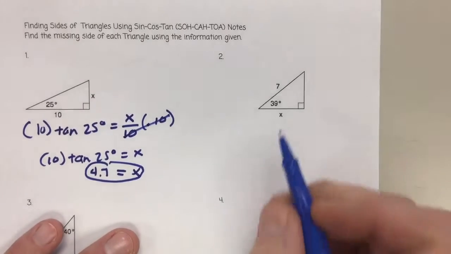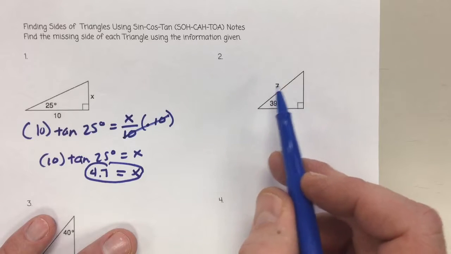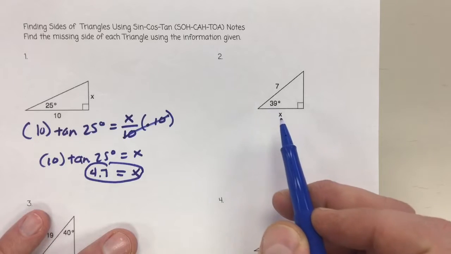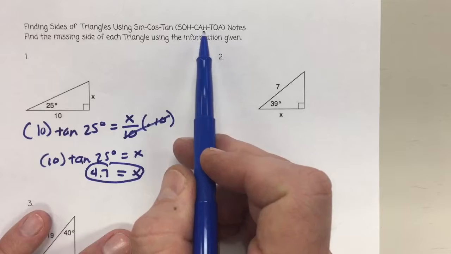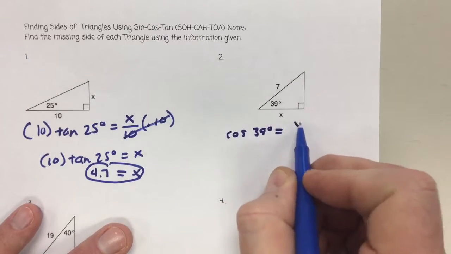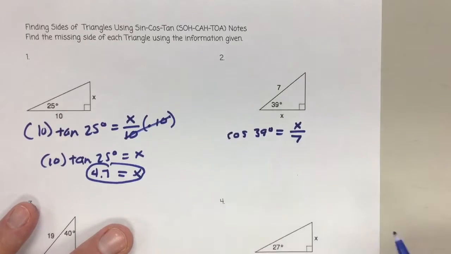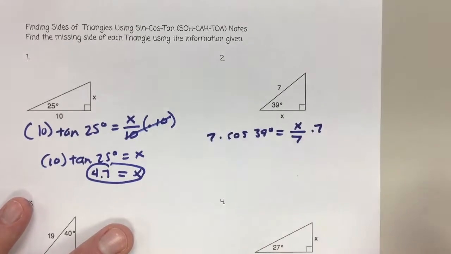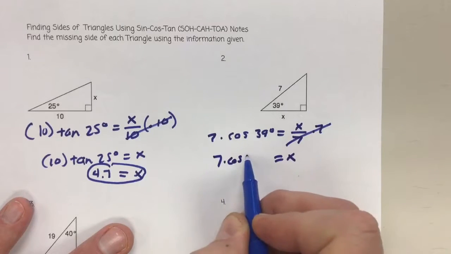Here's example number 2. There's my angle, 39 degrees. X is the side I want. 7 is the other side they gave me, which is the hypotenuse. This side is the adjacent side to 39. So I have adjacent and hypotenuse, which is cosine, adjacent over hypotenuse. So I'll do the cosine of 39 equals adjacent over hypotenuse. And to solve this again, you're just going to multiply both sides by 7 because it's x divided by 7. So to get rid of dividing by 7, I just multiply by 7 on both sides. So I get x equals 7 times cosine 39.